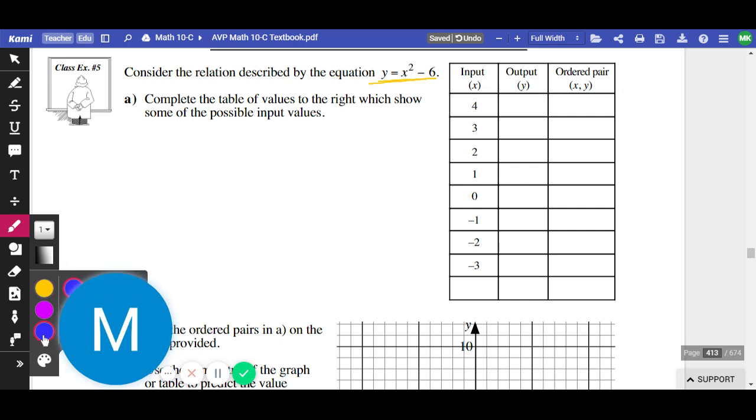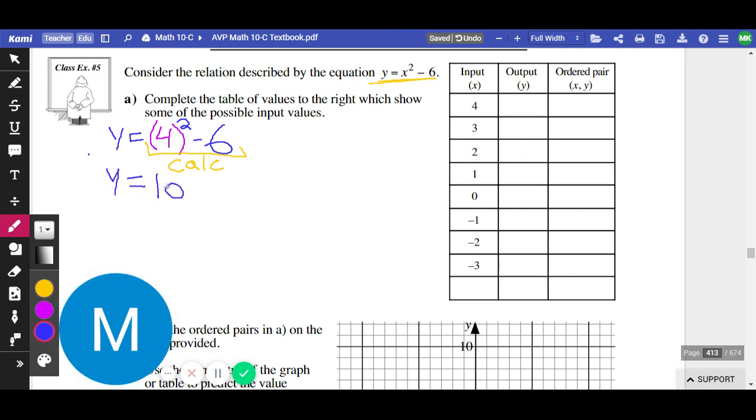So when I do the math, I look at my equation, I go y equals, and instead of x, I put my input value, and I put it in brackets. And then I have squared minus 6. If I calculate this, so put that part in my calculator, that tells me my output when my input was 4 would be 10. That gives me my first point at (4, 10).